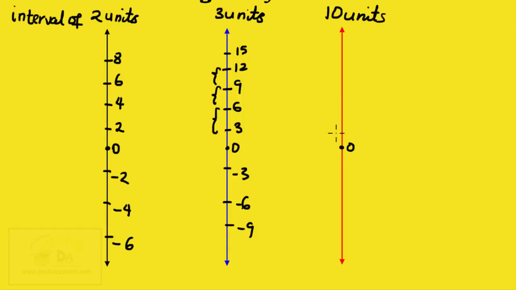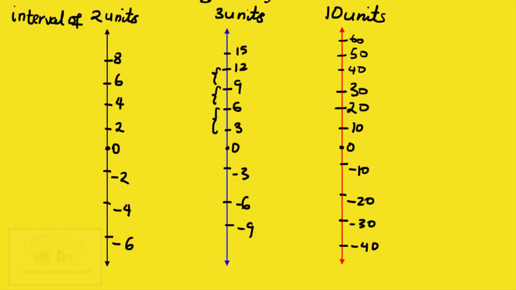Starting from 0, the values increase as you move upwards. So 0 plus 10 is 10, 10 plus 10, 20, 20 plus 10, 30, 40, 50, 60. And as you go downwards, values decrease, and our interval is 10 units, so we're going to decrease the values by 10 units. Minus 10, minus 20, minus 30, minus 40. So let me just point out, the interval here is 10 units. 50 plus 10 is 60. All these intervals are all intervals of 10 units. Same thing here.